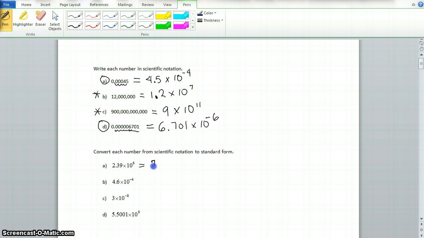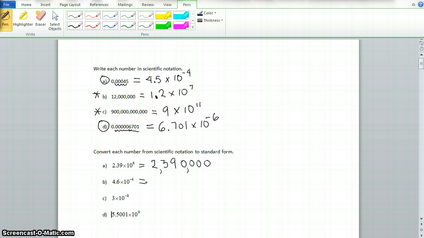Let's write those numbers down: the 2, the 3, and the 9. The decimal started here, so I need to move it 6 to the right. 1, 2 is to the right of the 9. 1, 2, 3, 4, 5, 6. Just like that. Again, if it's positive, you want a large number, so you move it to the right. If the exponent is negative, you want a small decimal number, so you move your decimal to the left that many places.